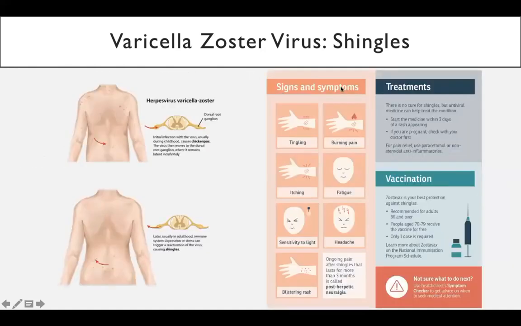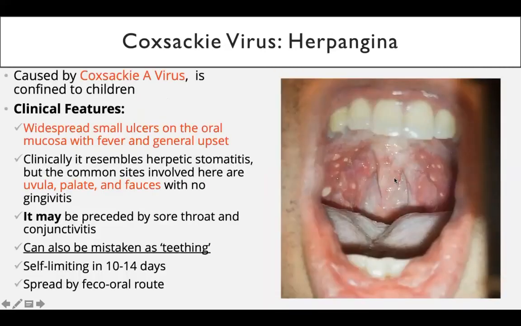So again, these are the signs and symptoms, treatment, vaccination. Up to this, we studied yesterday. And then we started Coxsackie virus, herpangina, type A. Herpangina is a condition caused by Coxsackie A virus. It is confined to children. Usually, it's a condition found in children, right?